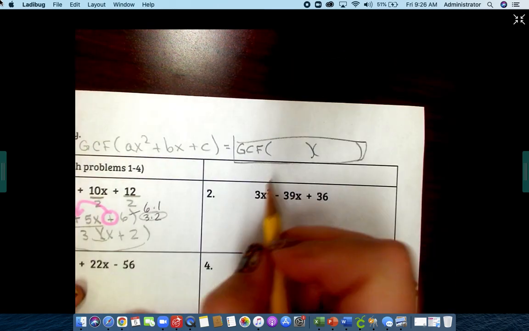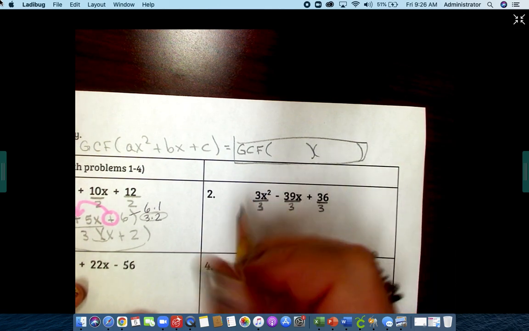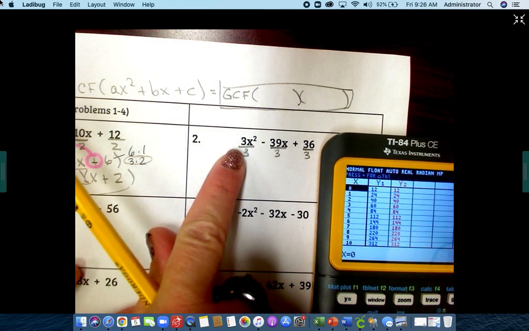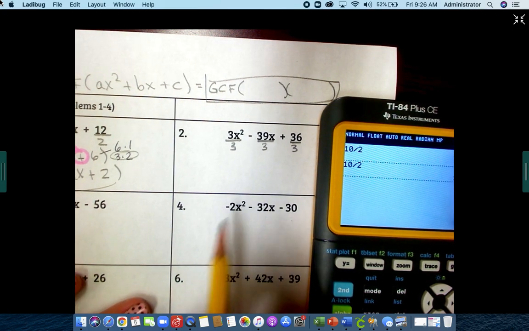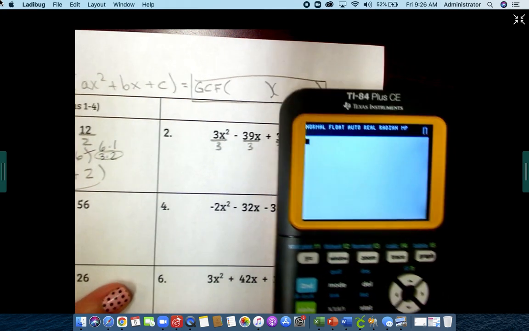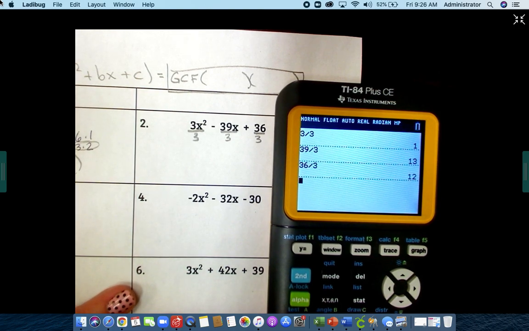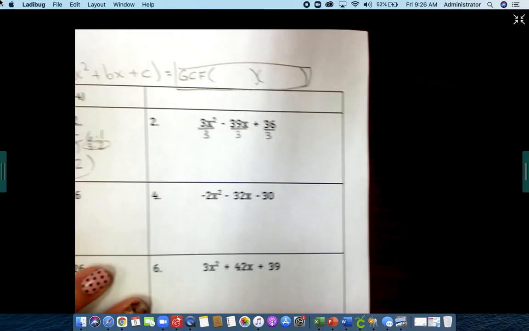For number 2, my GCF here is going to be 3. How do I know? By the way, it's going to be the number in the front. So again, 3 divided by 3 is 1. 39 divided by 3 is 13. 36 divided by 3 is 12. I get whole numbers every time I divide by that 3. And then 1, 13, and 12 don't have anything else in common. So therefore, I know that's my GCF.